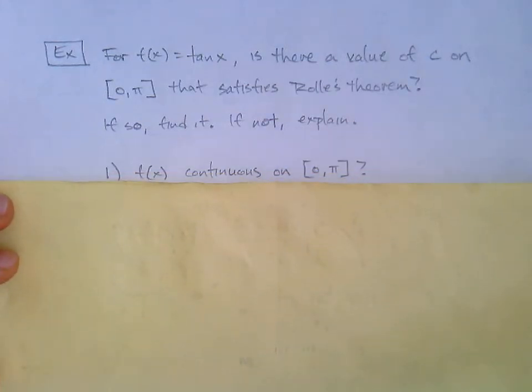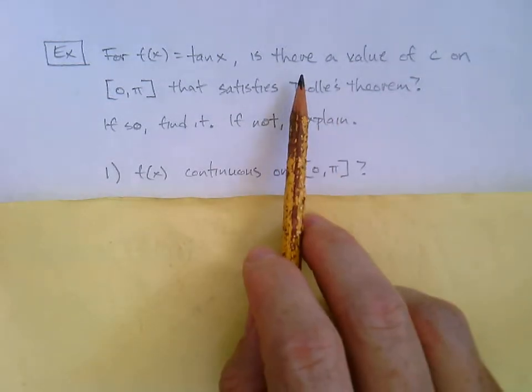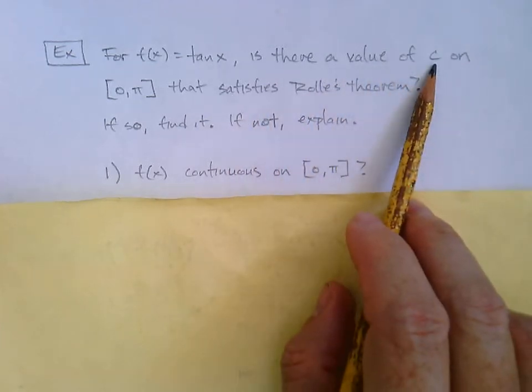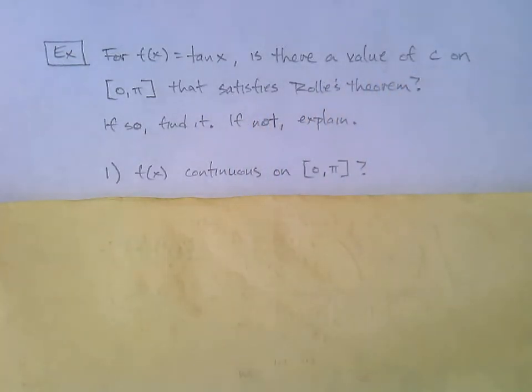Now we're back to Rolle's theorem here. The way I began was just to look at the hypotheses of Rolle's theorem, which is not quite the way it's phrased. It's a little bit deceptive. It just says, is there a value that satisfies Rolle's theorem? So it's almost like, hey, just go find the c. But wait a second. Let's make sure that the hypotheses are met first.